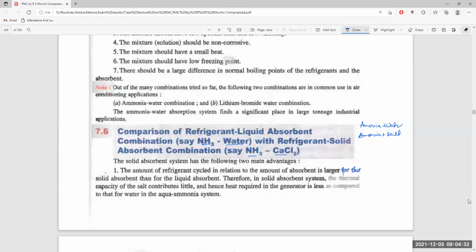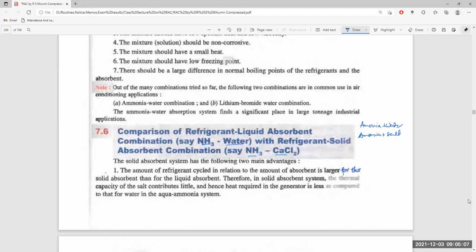As you know, this vapor absorption refrigeration system is totally different. It depends on how much of your refrigerant, or your ammonia, is being absorbed in the absorbent. And better means more refrigerant flow will take place, and more refrigeration will take place. So generally, solid absorbent consumes more ammonia than liquid absorbent.